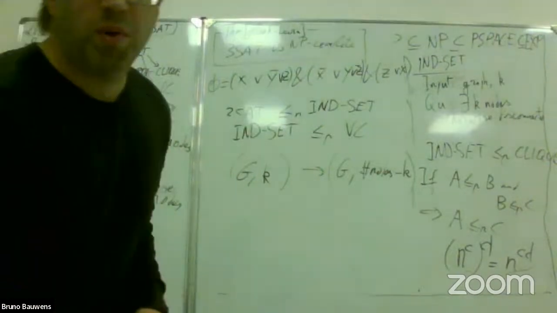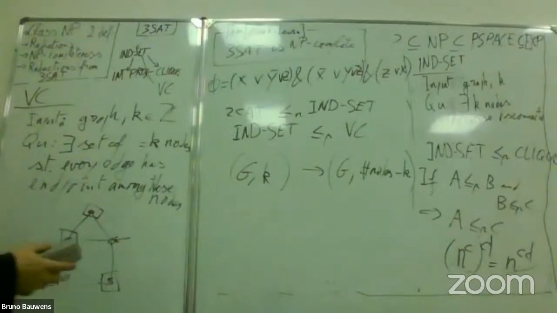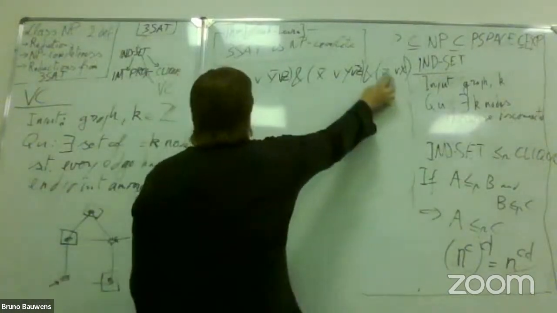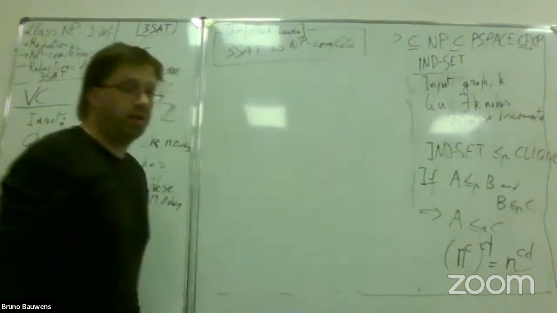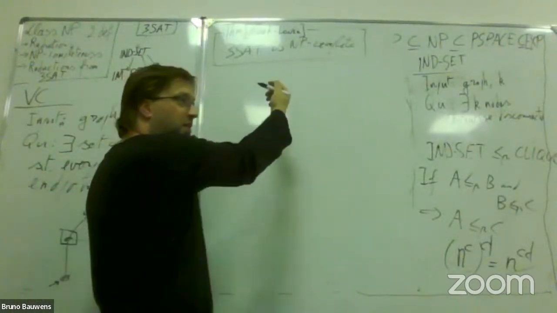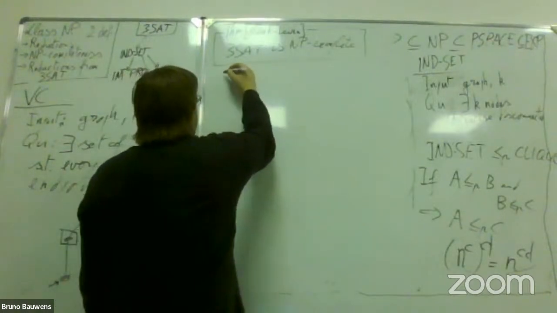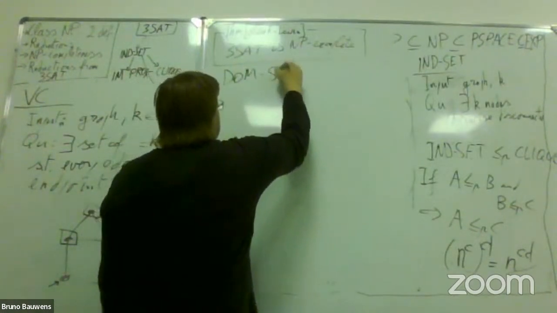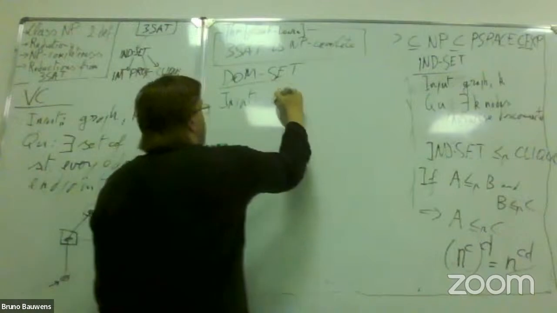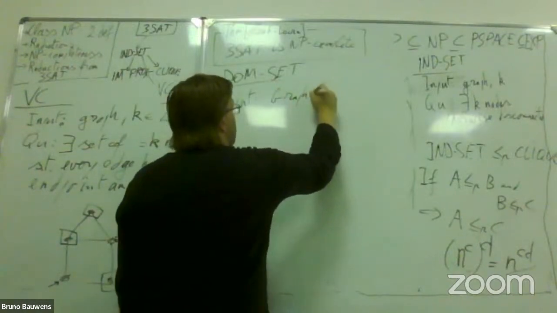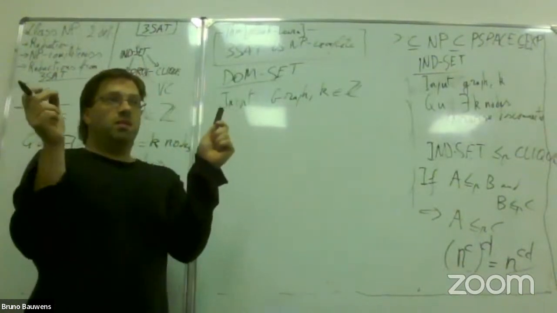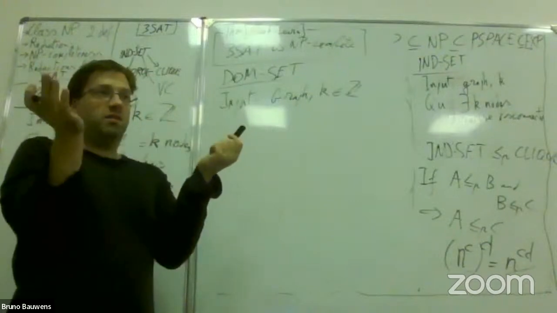So let's do one more problem and then we quit the lecture. There is the dominating set problem. I think it was in the homework, if I remember correctly, but I changed the name so that it's a bit harder for ChatGPT to solve it. So dominating set. The input is a graph and number k. The question is, can you find k nodes so that every node is either among these k nodes or adjacent to one of them?